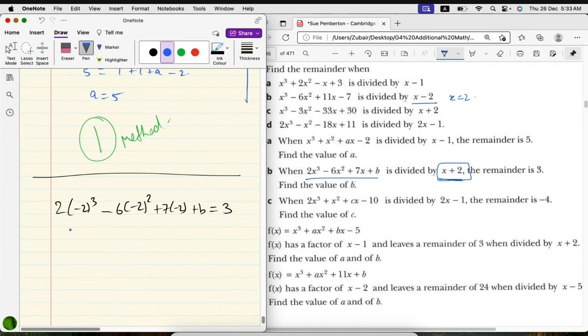Now I'm using calculator for left hand side. 2 into minus 2 cube minus 6 into minus 2 square plus 7 into minus 2, getting negative 54. So b is equal to 3 plus 54. b is equal to 57.